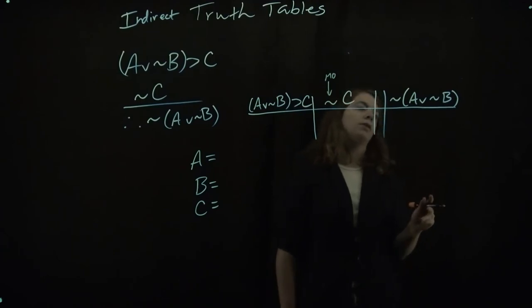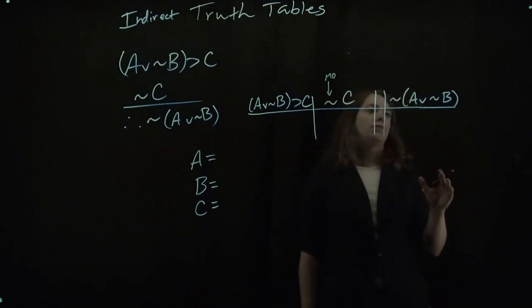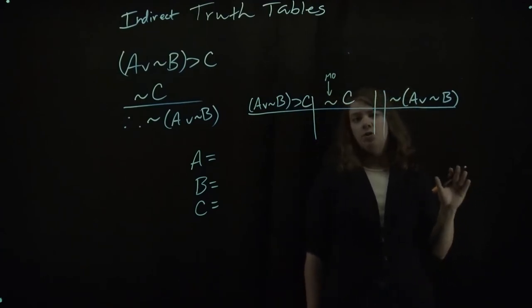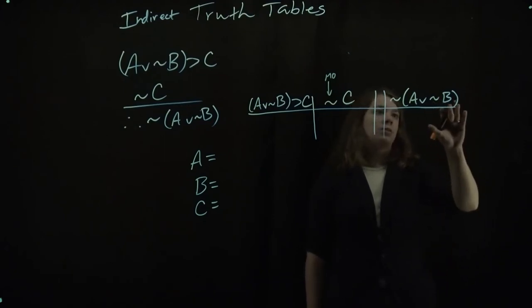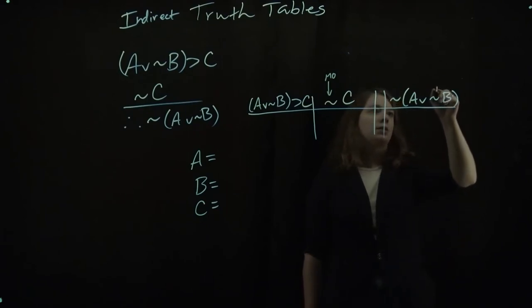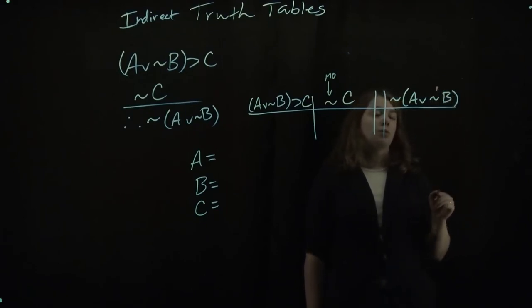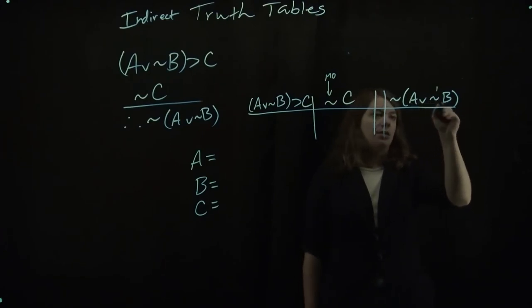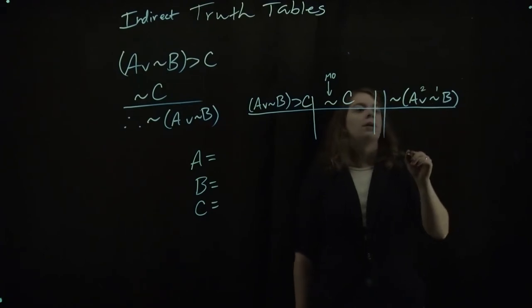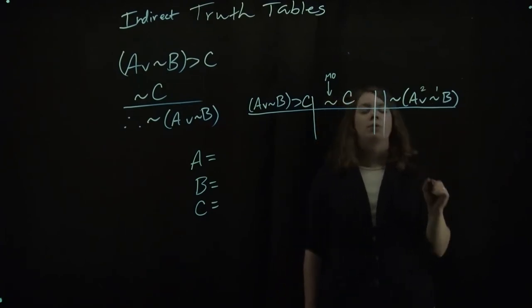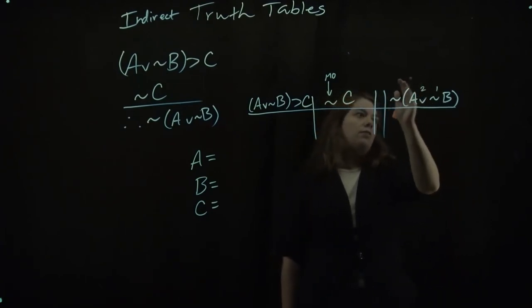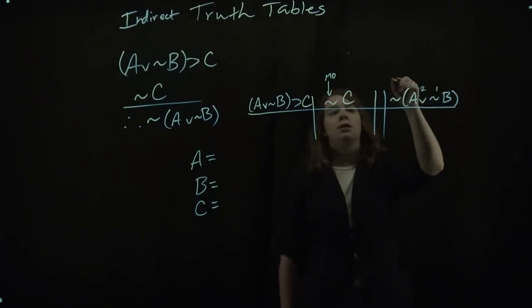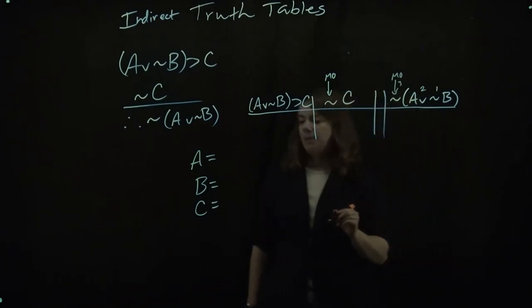But if we're looking over here at the conclusion, we have three different operators, and we need to figure out which one has the widest range. Well, the second tilde here is only applying to B, so that's going to be the one with the shortest range. And the wedge here applies to the A and the not B, so that's going to be our second one. So the operator with the widest range here is the tilde that's out in front of this whole disjunction. So that's going to be our third step, and it's the main operator.